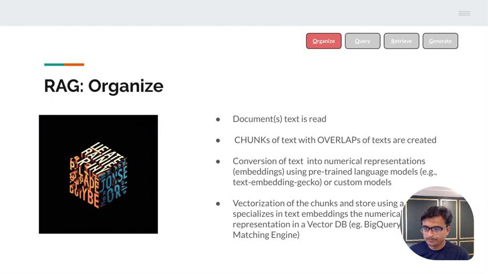And finally, after you convert the text into numerical representations, you need to store them somewhere so the subsequent steps can refer to this database. So in this case, you will be putting it in somewhere in a vector database. A good vector database example would be BigQuery or vertex matching engine. And there are many other databases like this available in open source.